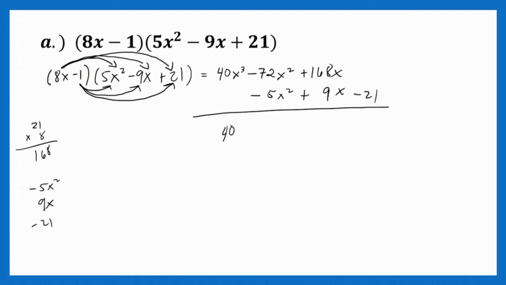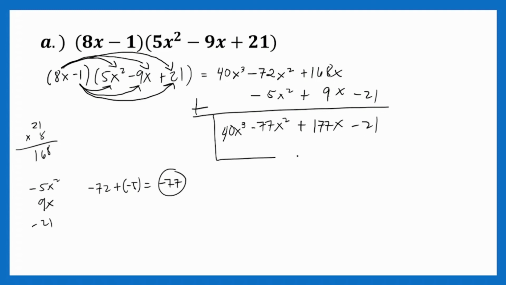Bring down 4x, plus natin yan, 40x cubed. Tapos mag-plus tayo ng same sign, so negative 72 plus negative 5. So this is negative 77. Right? So negative 77x squared. Ayan, mag-plus tayo ng same sign dito naman. That is 177x. Bring down 21. Alright, and this is now the final answer.